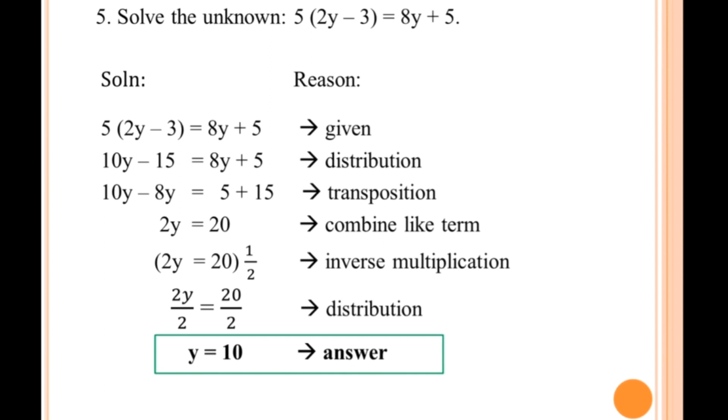Let us try to substitute 10 to all the y's in the given original equation. So 2 times 10 is 20, minus 3 is 17, then 17 times 5 is 85, equals 8 times 10 is 80 plus 5 is also 85, which means the value of y, which is 10, satisfies the given problem.